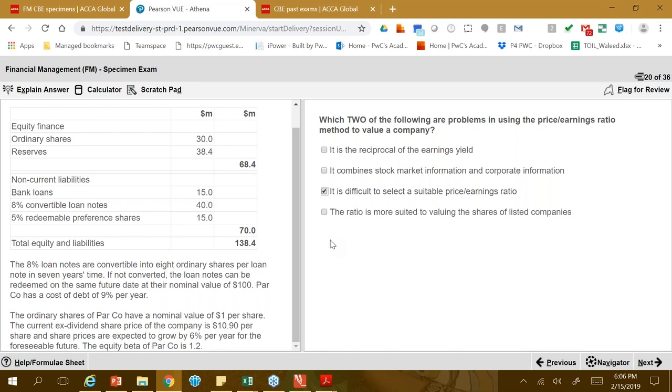The ratio is more suited to valuing the shares of a listed company. Yes. So listed companies which have a transparent share price coming in from the stock market, the PE ratio is more suitable for them. Because in a private company, the share price won't be transparent, won't have the full value which we get from a stock market company. So it's more suitable to listed companies who have a share price coming in from the stock market. So these are the two things about the PE ratio, which were the problems.